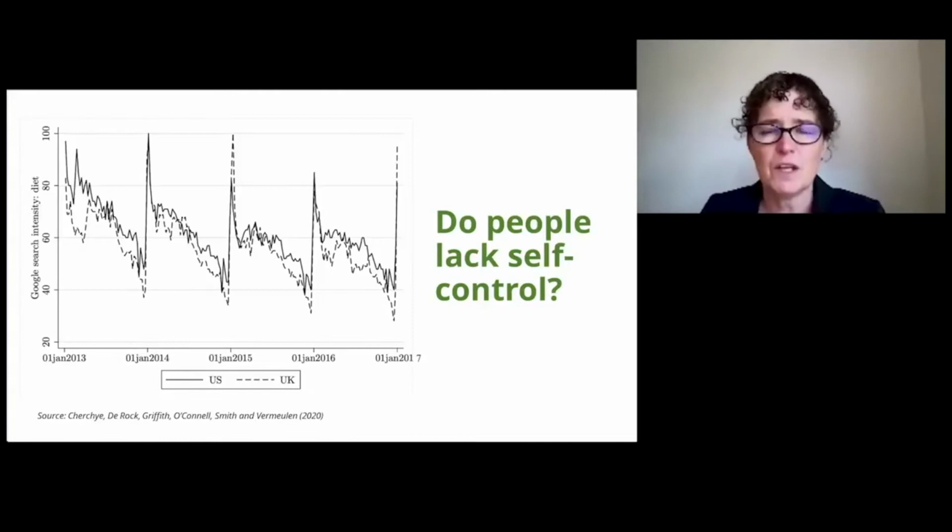And so there's some different implications in what we would think there. This picture shows Google searches for the word diet across the year. And we see that in January each year, there's a spike in people's resolution to have a healthy diet, and that declines over the year.